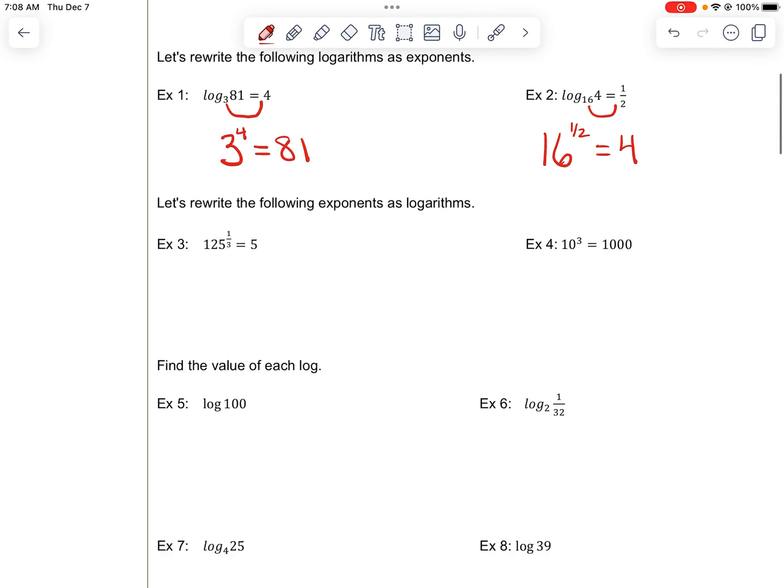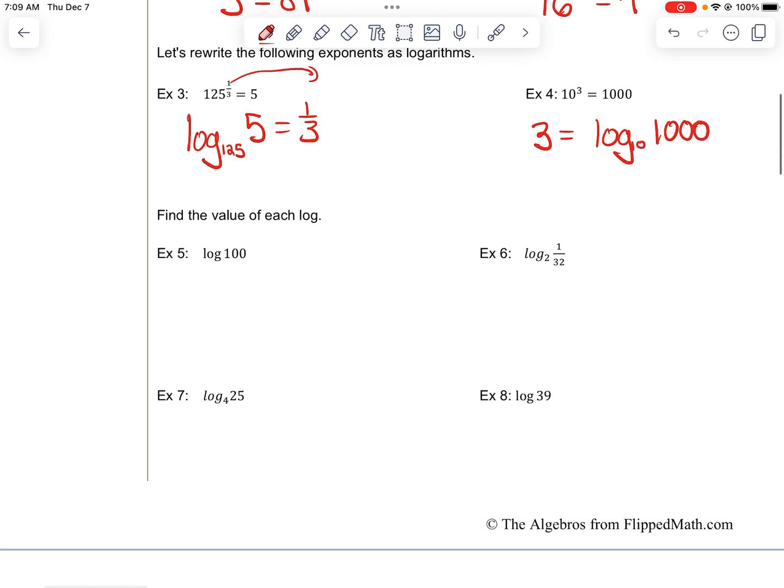And then rewrite as logs. So it's going to be log base 125 of 5 equals 1/3. Because again, think about a log like a log in a forest, it chops down that exponent. So this one, sometimes I write, our exponent equals log base 10 of 1,000.